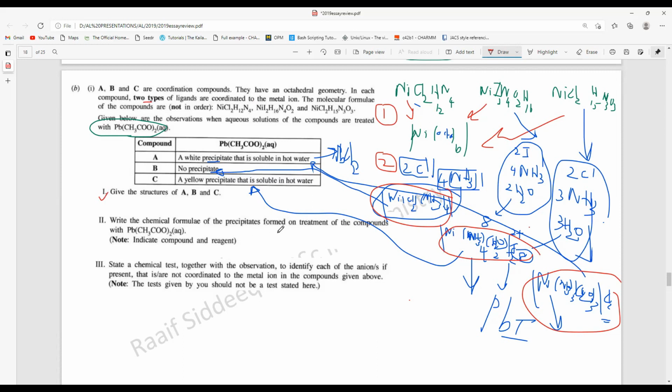The chemical formula of the precipitate from each treatment. So basically the precipitate is PbCl2 and PbI2.